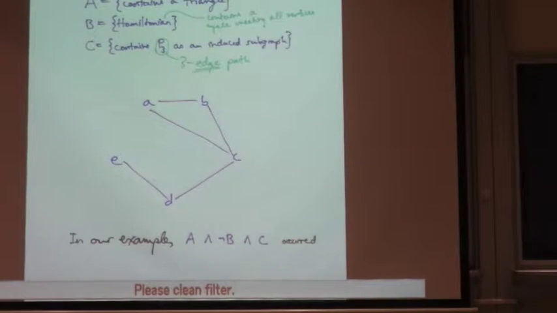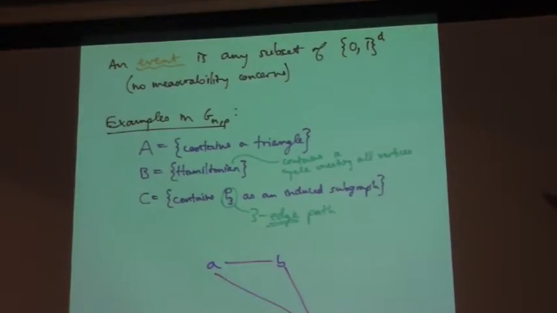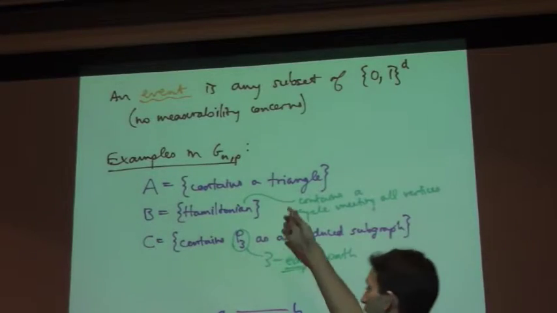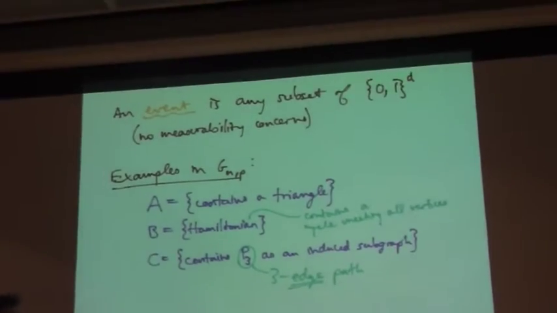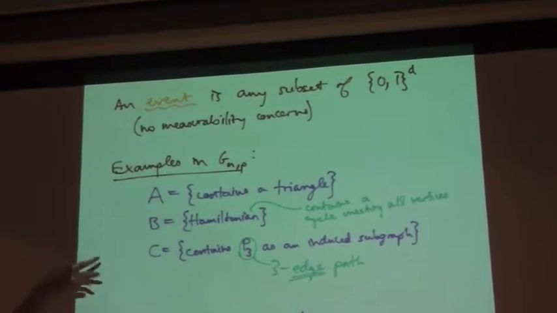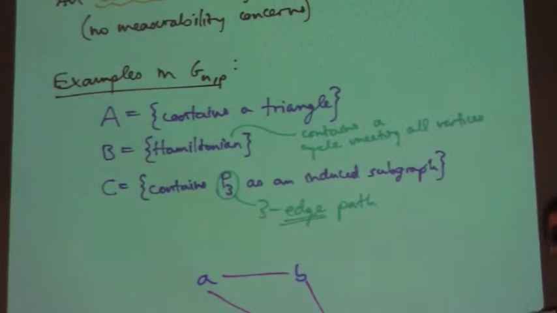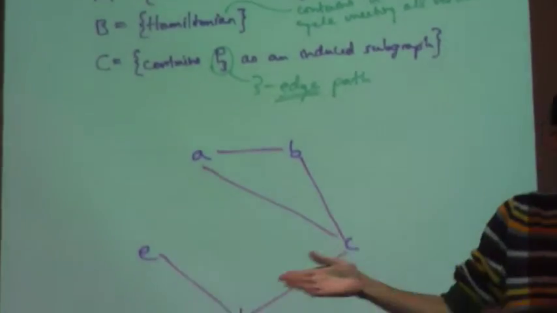Okay, so an event in this space is just, there are no measurability concerns, it's just a subset of the space. Examples of events in G(n,p): contains a triangle, containing a Hamiltonian cycle, containing a P3 as an induced subgraph. Okay, so anyway, events.